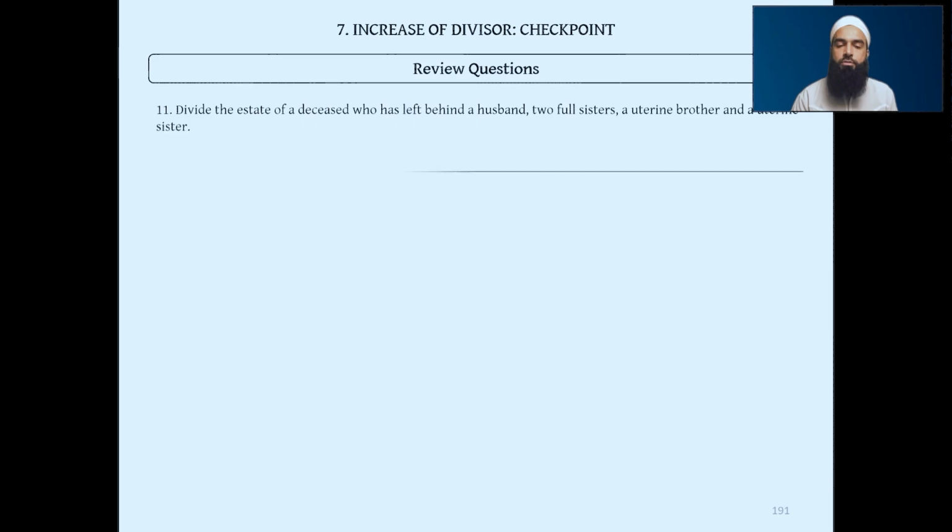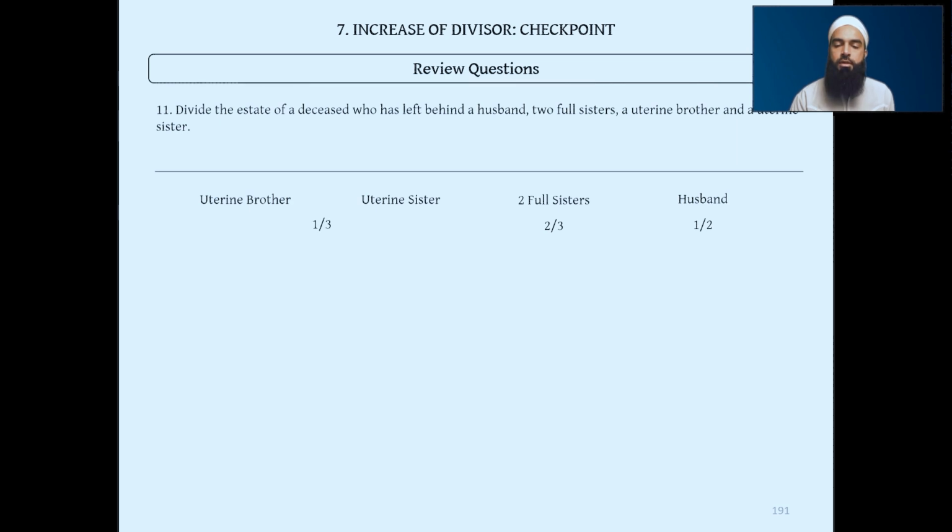Some more questions. What happens in this scenario? Husband, 2 full sisters, uterine sister, and uterine brother. Revealing the answer, the husband gets a half because there's no children. 2 full sisters get 2/3 because there's 2 of them. Uterine sister and a uterine brother together, because there's two of them, will receive 1/3.